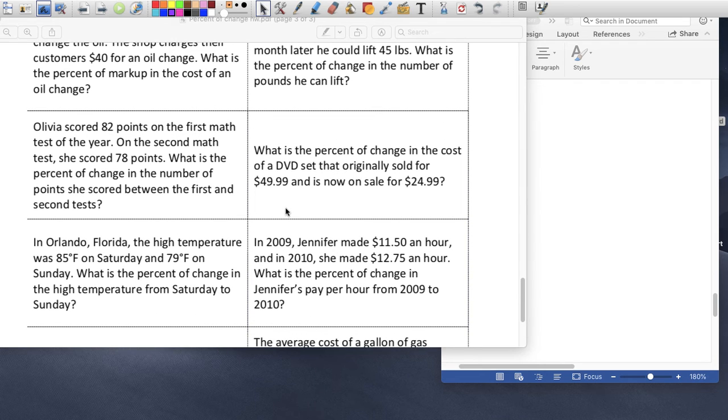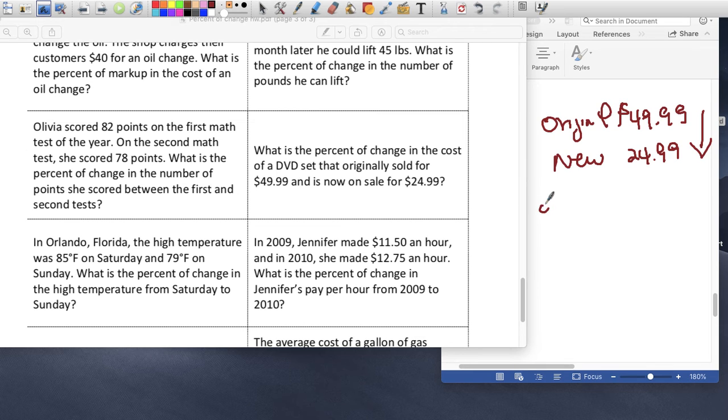I skipped quite a few ones. So I'm going to go back, and I skipped the DVD question, so I'm going to do this one now. So the percent of change in the cost of a DVD set originally $49.99 is now on sale for $24.99. So we have a DVD. The original price was $49.99, really expensive. But the new price is $24.99. So you know the price went down.